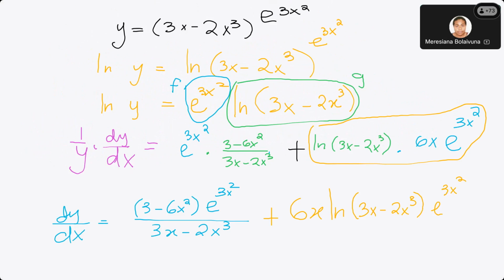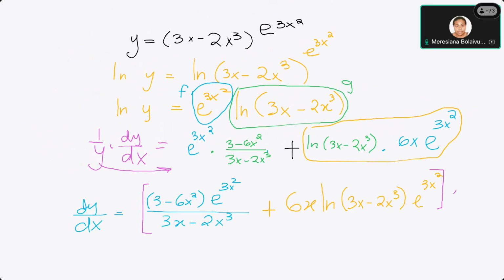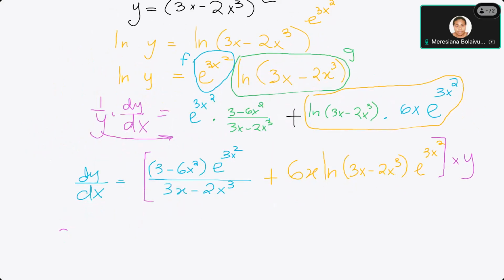All right, so make dy dx the subject. That means I have to take the y to the opposite side and times. So I multiply everything with y. So my final equation is now dy dx is equal to the same equation, but in place of y, you put the original.